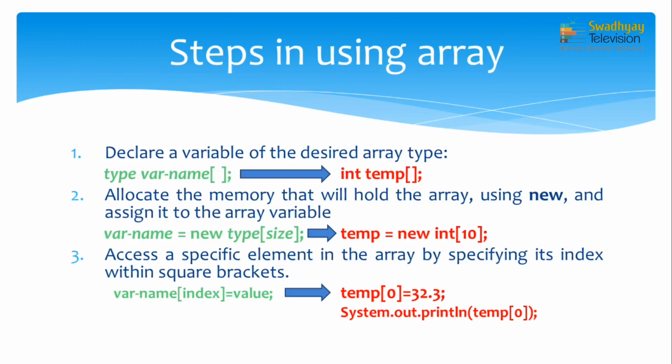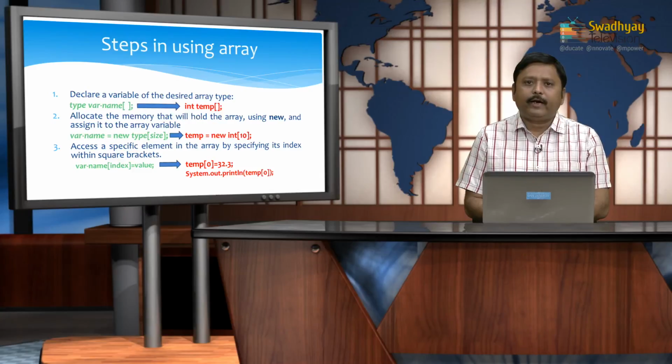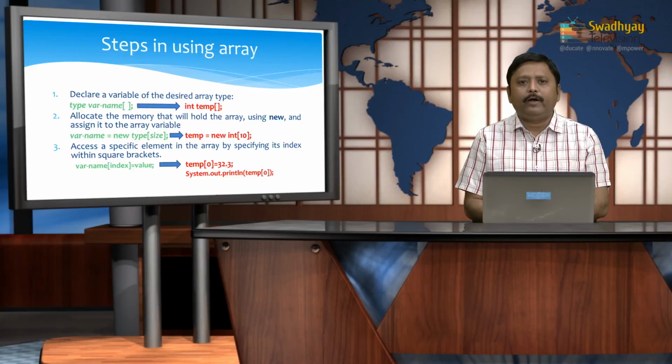Now, once we allocate memory, we can store or retrieve values inside the array using a subscript. So, in the last line you can see that we can write temp and then in brackets we can specify the position or value of the index, and then by writing equal to and a value we can store a value inside an array element. You can similarly print this value, that we can see in System.out.println as temp[0]. So, these are the general steps while using an array.